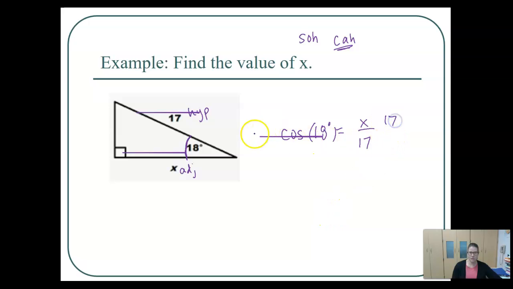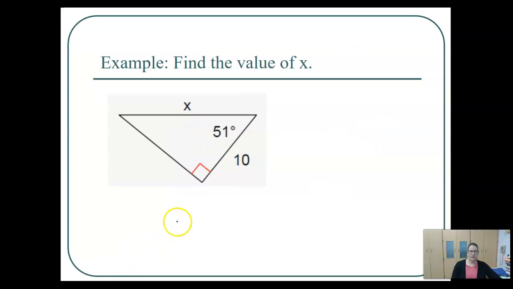So again, just multiply both sides by 17, and x equals 17 times the cosine. I'm just putting it in my calculator here. 17 times cosine of 18, and that is equal to 16.17. Okay, so this side right here would be 16.17. It is a little smaller than the hypotenuse, so that's a good sign.